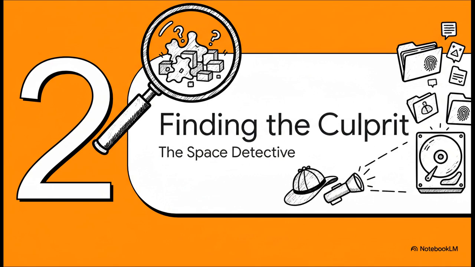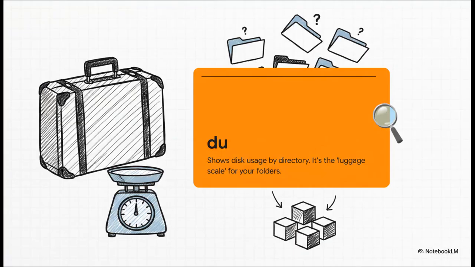Okay, so let's say df tells you your main drive is 95% full. Now what? We know the tank is almost empty, but we have no idea what is taking up all that room. All right, time to put on our detective hats and find the exact culprit. And this is where our second tool, the du command, comes into play. du stands for disk usage. So if df is the car's fuel gauge, think of du as the luggage scale you use at the airport. It lets us weigh specific folders to see which one is the giant oversized suitcase hogging all the space.